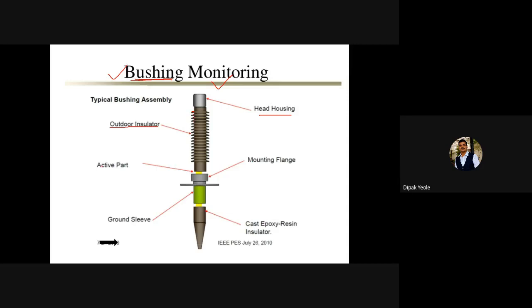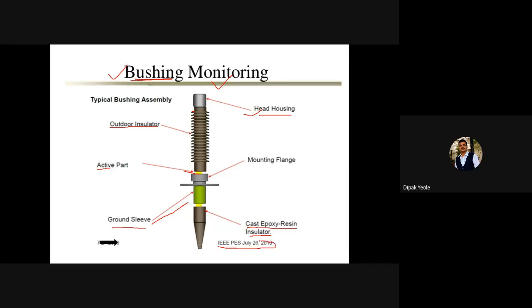After that, there is an active part, which is nothing but the conductor available inside this. The mounting flange on which this head housing is provided. There is a ground sleeve available. So obviously this is the head and this is the ground. And here we place the insulator, with the material called cast epoxy resin, and it is called the insulator. So this is based on IEEE PES July 26, 2010.